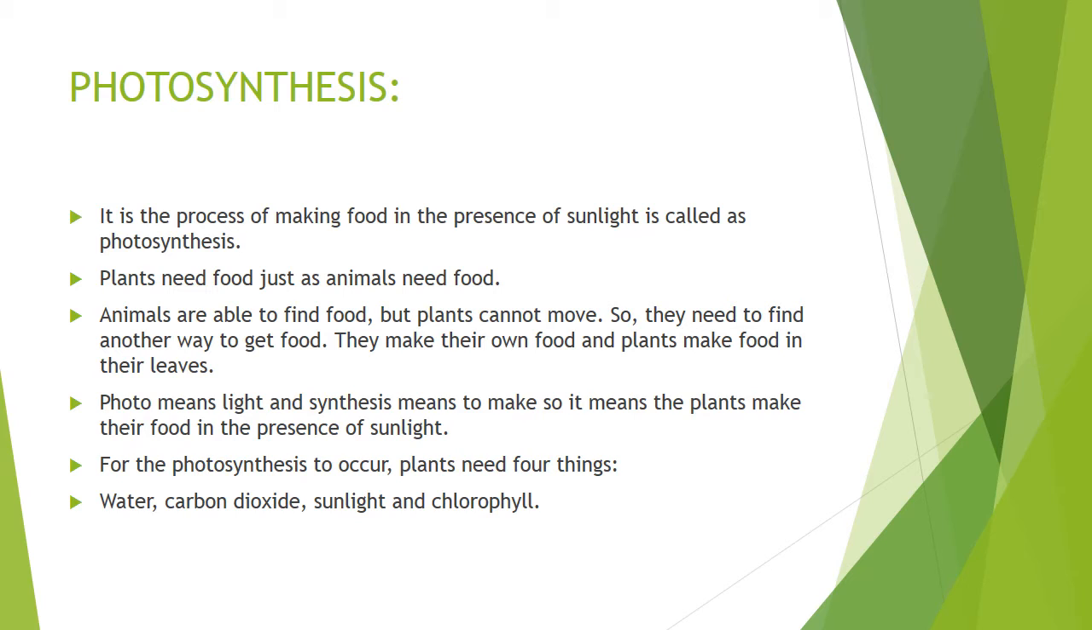Now photo means light and synthesis means to make, as I have told you at the start of the lecture. So it means the plants make their food in the presence of sunlight. For photosynthesis to occur, a plant needs 4 things. What are those 4 things? Water, carbon dioxide, sunlight, and chlorophyll.